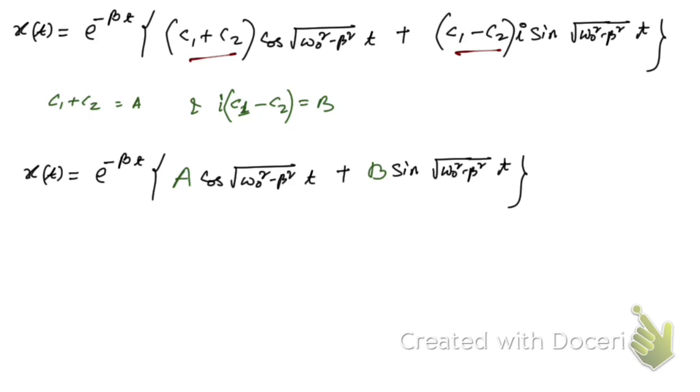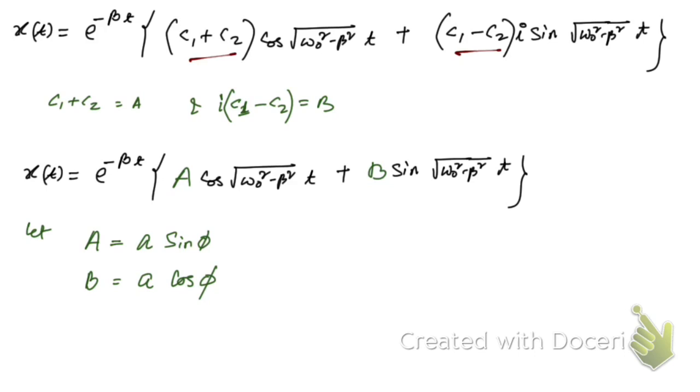Now let's do one thing. Let us consider that capital A is equal to small a sine phi, and capital B is equal to small a cos phi. If we assume that, then we are going to replace this A by small a sine phi and this B by small a cos phi. Then this equation will take this form.